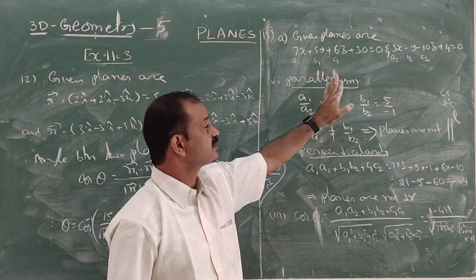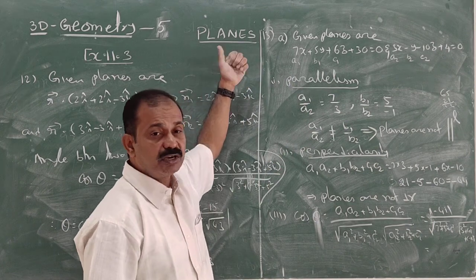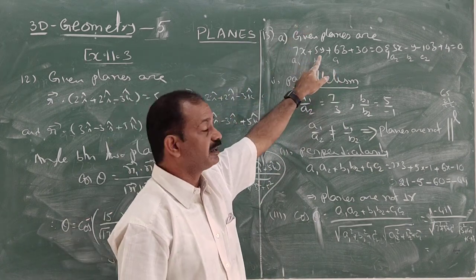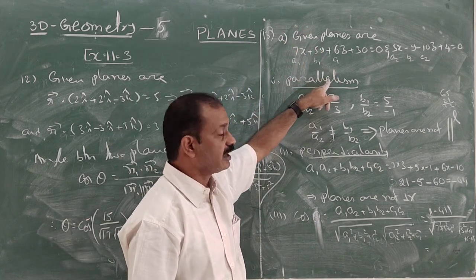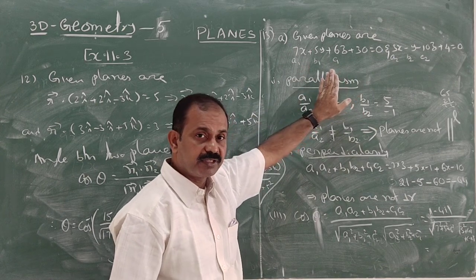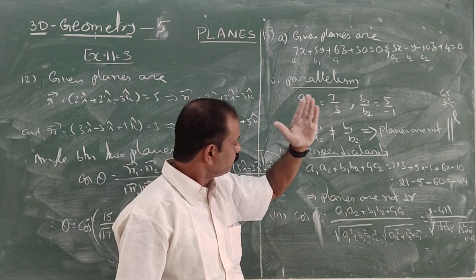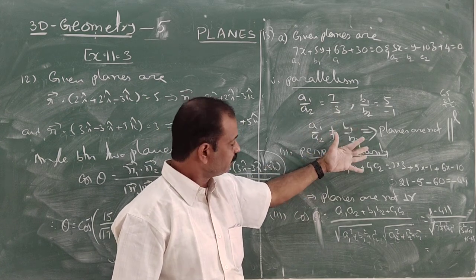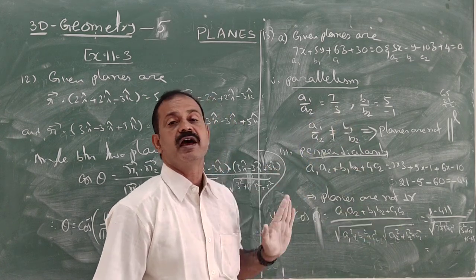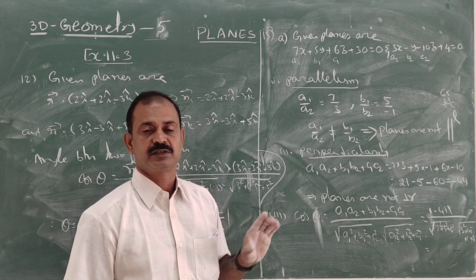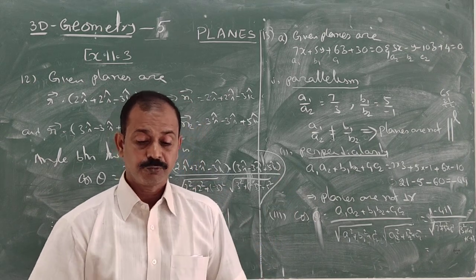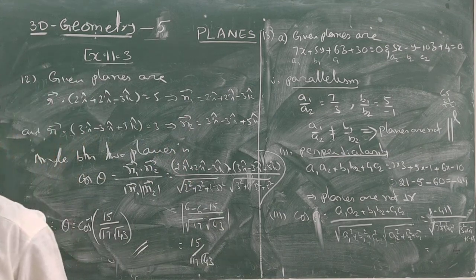So I hope this is clear. Whereas in the 12th one, only finding the angle. In the 13th one, you are checking whether they are parallel. Stop if they are parallel. If not, go for the perpendicular. If they are perpendicular, stop. If they are not perpendicular, then go for the angle between the planes. So I hope this is clear. Now we go to the last problem.